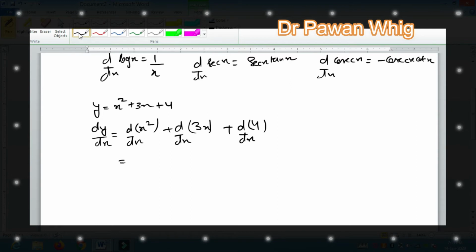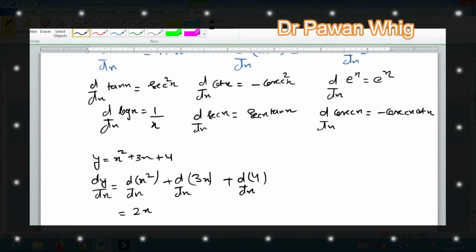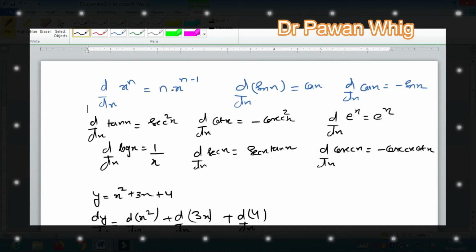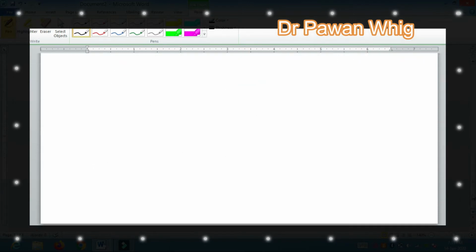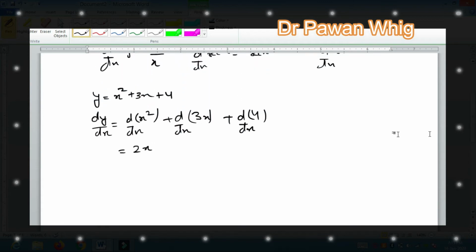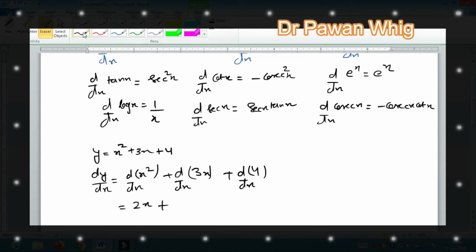Now differentiation of x square is 2x, because here we apply this formula: x raised to power n, we bring down the power, then we have to subtract 1 from the power. In the same way, for x square the differentiation is 2x, and for 3x similarly. In the last class I advised you differentiation of x is 1, you have to learn. Differentiation of 3x is 3, and since 4 is a constant which is alone, that's why its differentiation is 0.